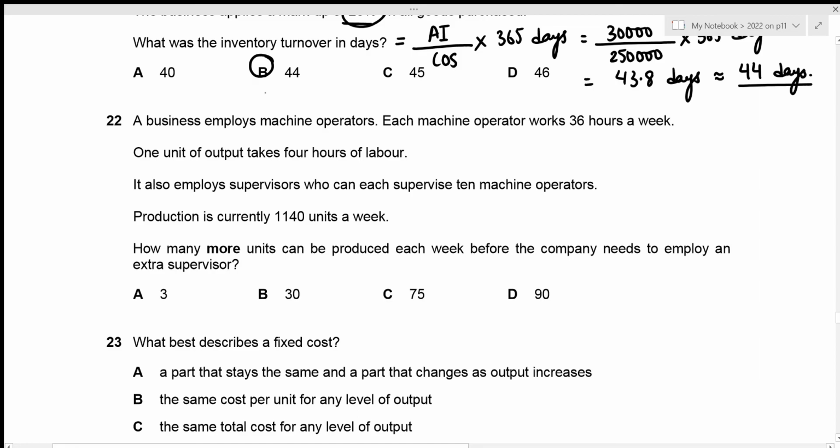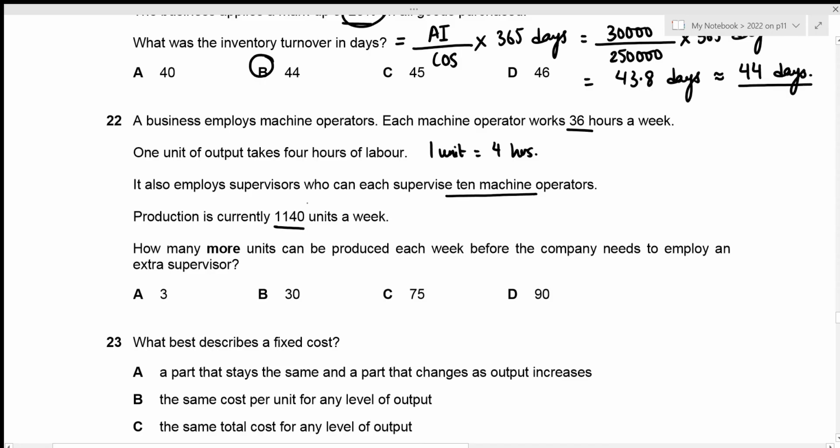A business employs machine operators. Each machine operator works 36 hours a week. 1 unit of output takes 4 hours of labor. So 1 unit requires 4 hours. Okay. It also employs supervisors who can each supervise 10 machine operators. Production is currently 1140 units a week. How many more units can be produced each week before the company needs to employ an extra supervisor?